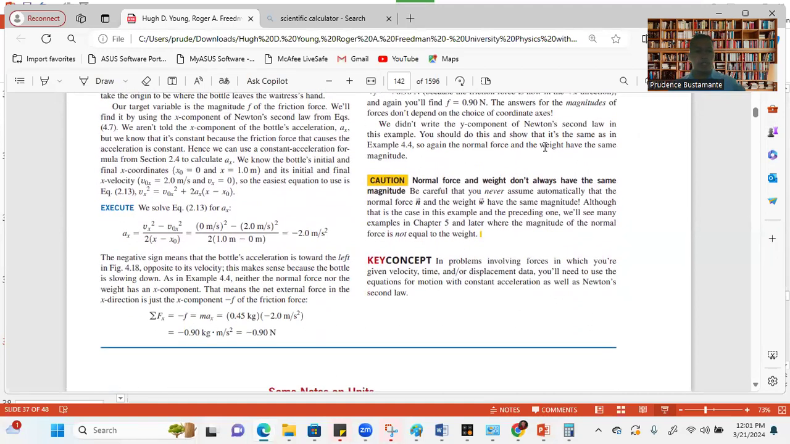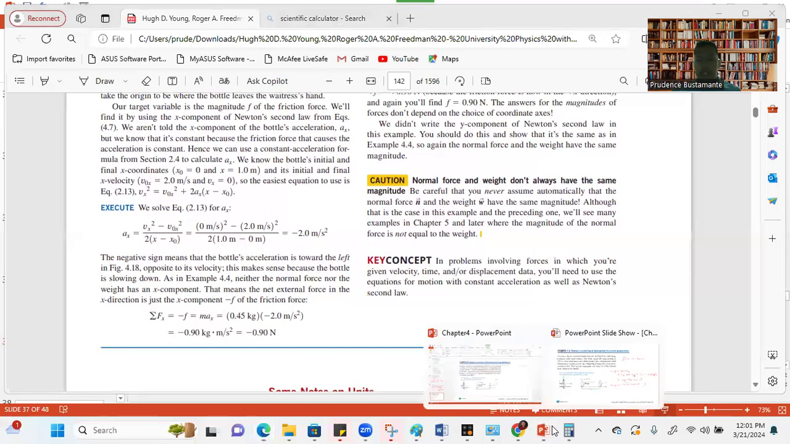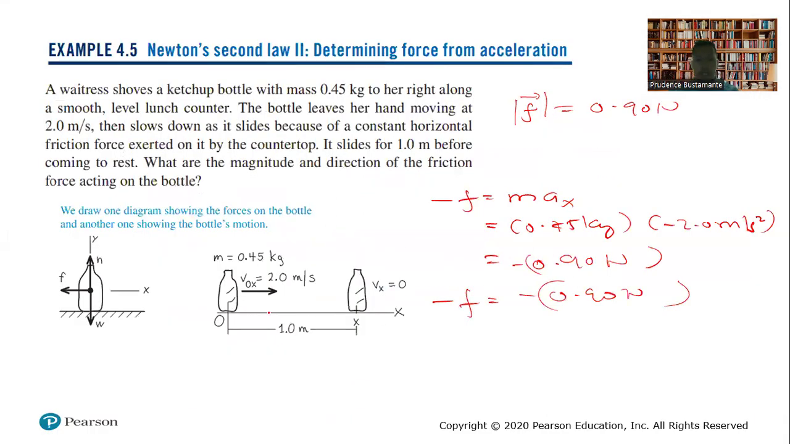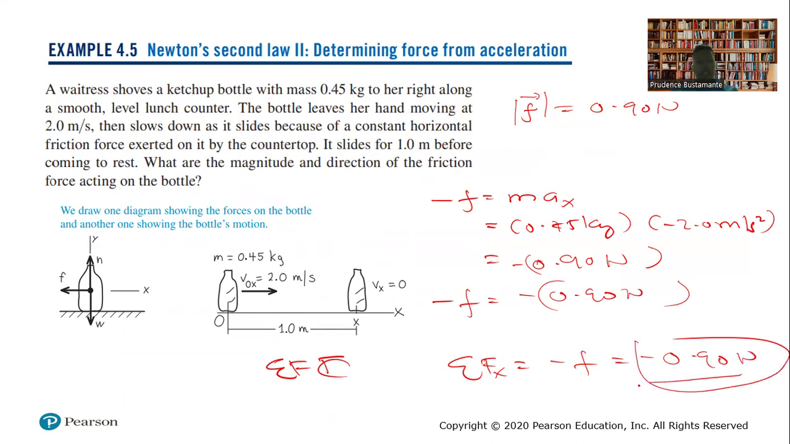So the net force is equal to the negative of F. This is how it should be properly done. The net force along x is equal to negative 0.90 Newton. That is the friction. The net force is equal to the negative of F, so the magnitude is 0.90 Newton and the direction is negative, the negative x-axis.